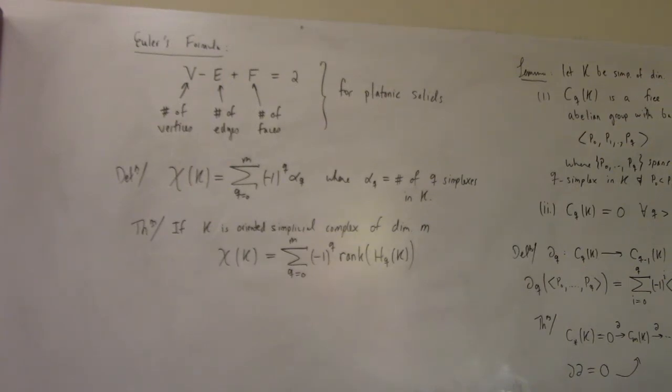Oh, wait a minute. Other way around. That's 18 vertices, 27 edges. Is that right? And 9 faces, I guess. I thought it was the other way, 9 vertices, 27. Oh, okay. I'm sorry, it's Euler's formula. It's a bad influence on me.